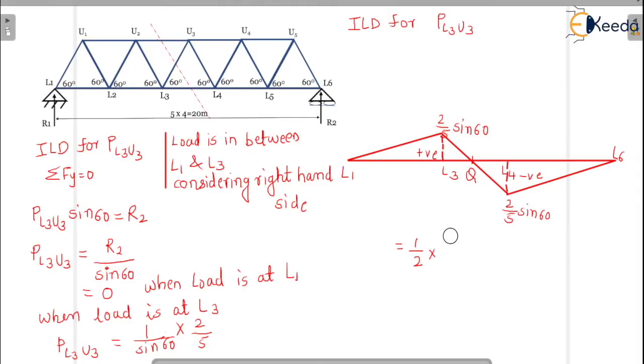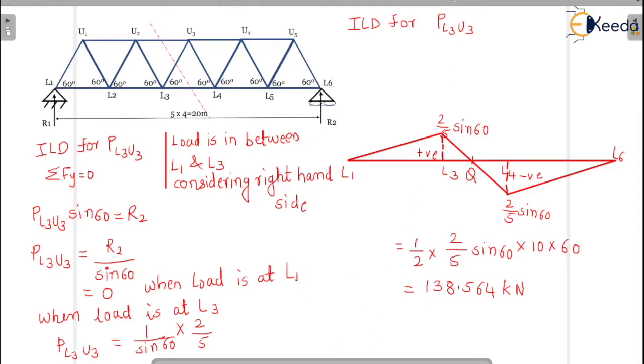So we can write half into 2 by 5 sine 60 into 10 into 60. Our UDL is 60, right? So the area of the triangle we multiply into the UDL. So we get 138.564 kilonewton. Okay, so this is the value we are getting: area of triangle into UDL.